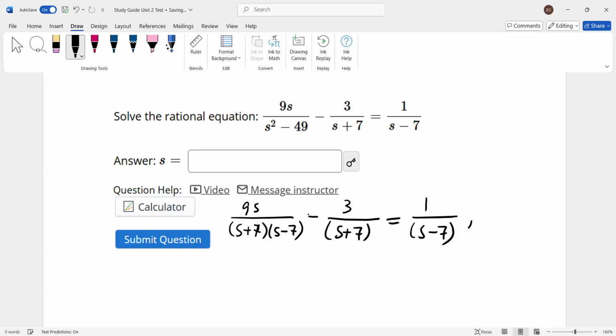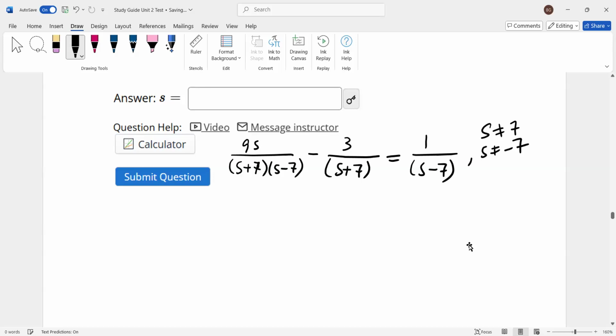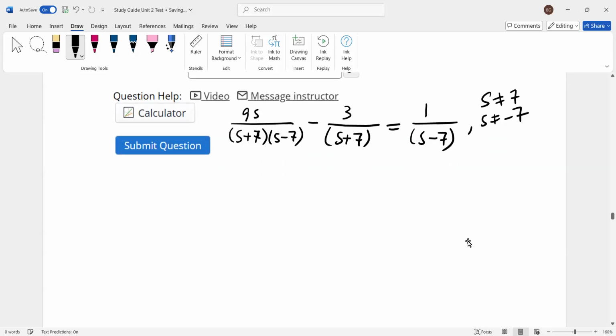Okay, so the first step of solving a rational equation is to factor all the denominators and identify excluded values for the variable. In this case, the excluded values are 7 and negative 7. The variable cannot assume 7 or negative 7 because if the variable is 7, this denominator is 0, undefined. If s is negative 7, this denominator is 0, and the equation is undefined. So we exclude the values. After that, the second step is to find the LCM.